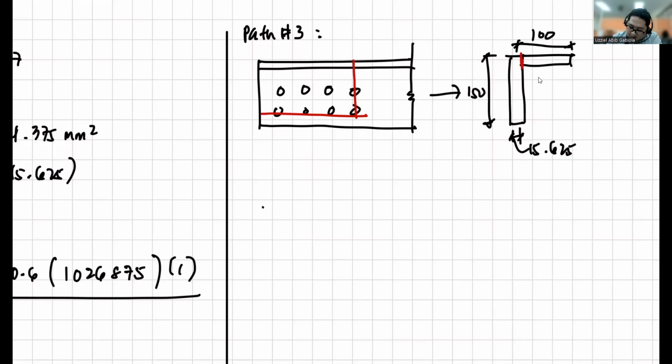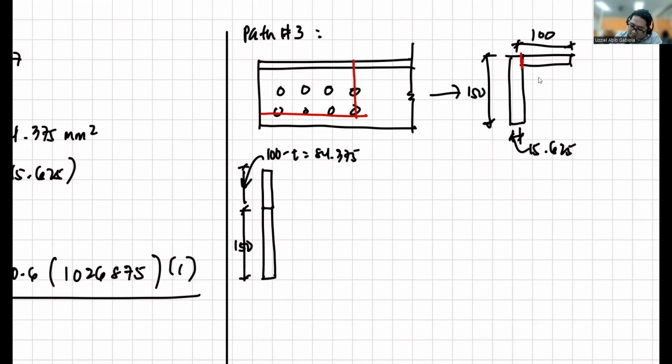So, magiging siyang, ito yung 150. And then this will be the reduced part. So, ito yung 150. So, yung height nito will be 100 minus yung thickness, which is 100 minus 15.625. That is equivalent to 84. Lagay ko na lang yung diretsong value. So 100 minus thickness, that is 84.375.